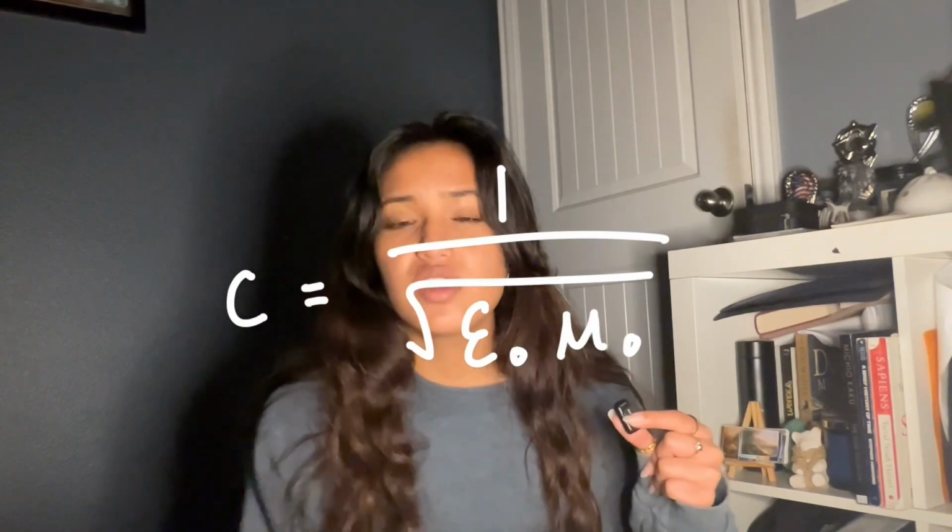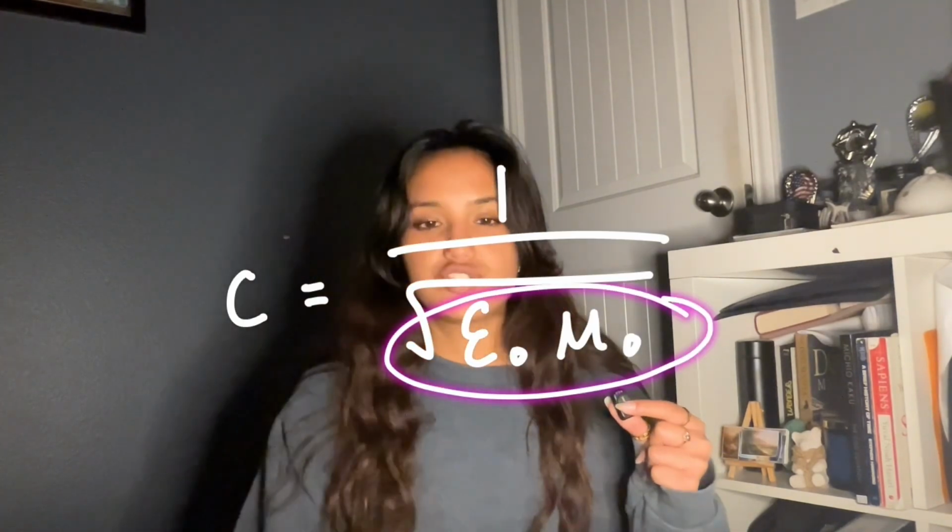As we know, epsilon naught and mu naught are constants, and 1 over the square root of a product of constants is just another constant. And this constant matched the exact measured speed of light. So one thing this did was reveal that light is actually an electromagnetic wave. But more importantly, this proved that the speed of light in a vacuum is a fundamental constant of the universe. This is where Einstein's genius comes in.